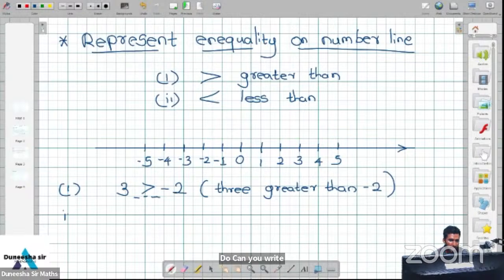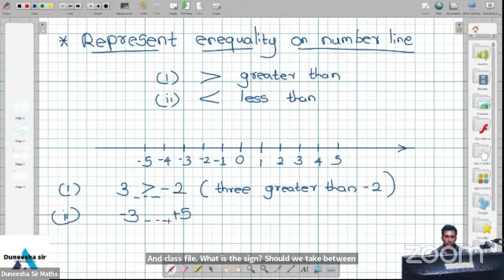Okay. Then I'm asking another. Minus 3 and plus 5. What is the sign that should be taken between these two numbers? First or second?